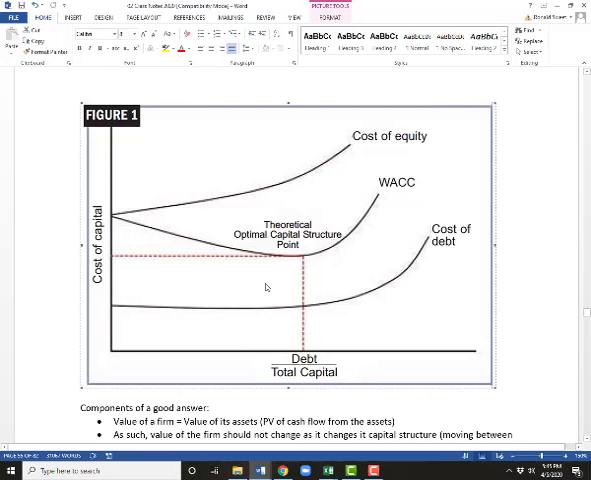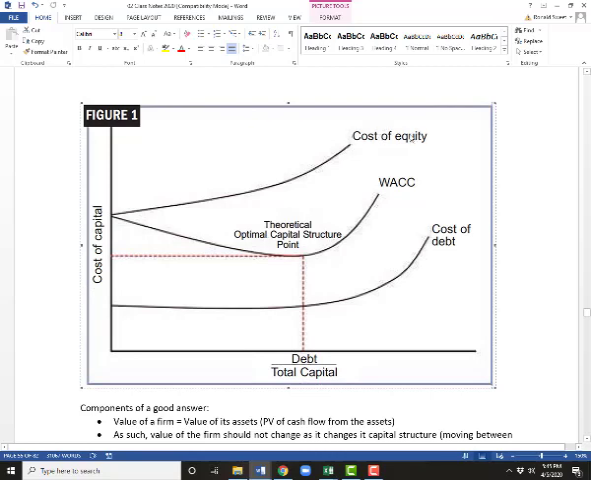Now, real careful, make sure you're listening. We'll talk about this when we get ready for the exam. I'll give you a chart like this, but I will not put any titles on anything. I won't say this is cost of equity. I won't say this is WACC. I won't say this is debt. I won't say what the axes are. So you have to label them.